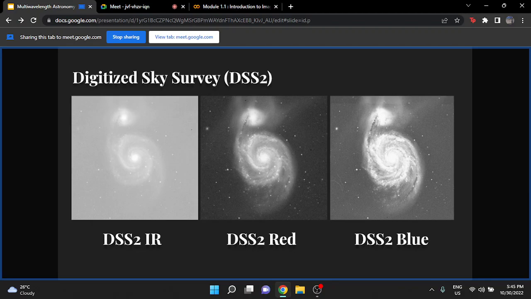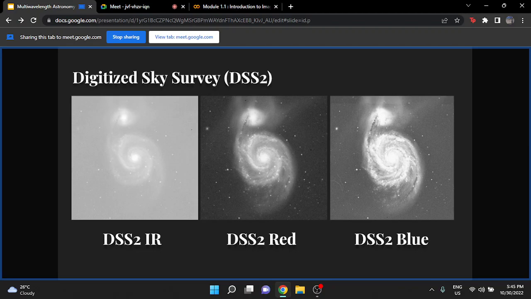This happened, I think, about 50 years ago, when we used photographic plates to do astronomy. There was a time when photographic plates started degrading. So for the digitized mission, what they did was digitally scan each of these photographic plates and digitize them.